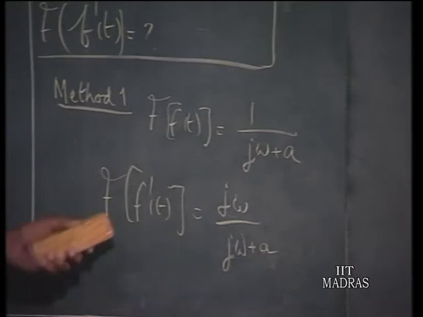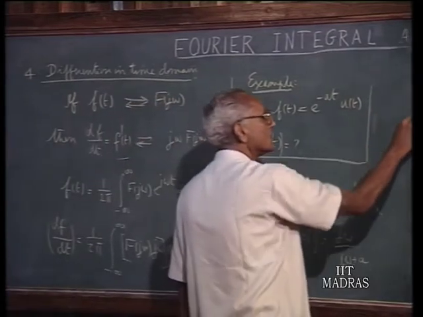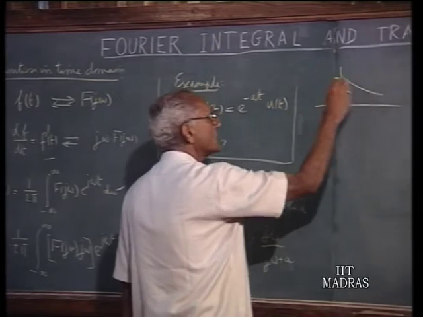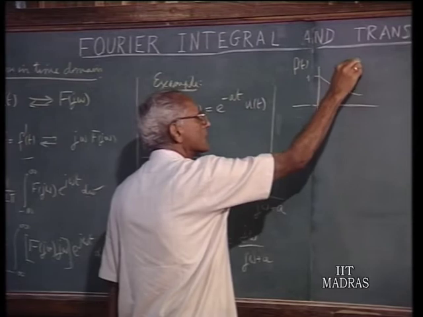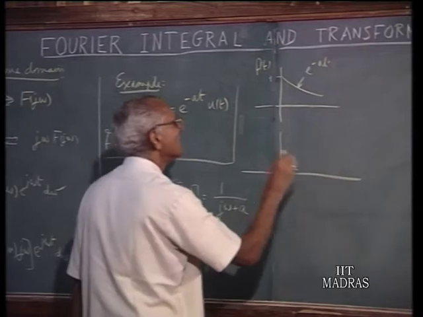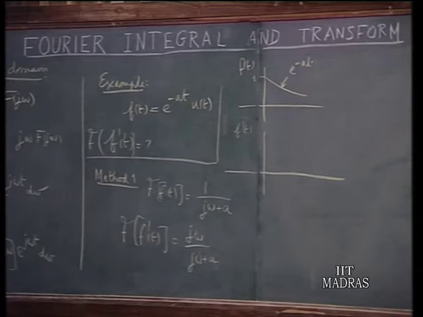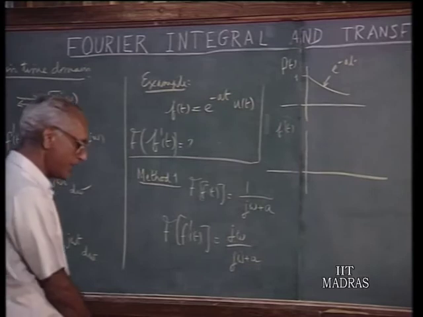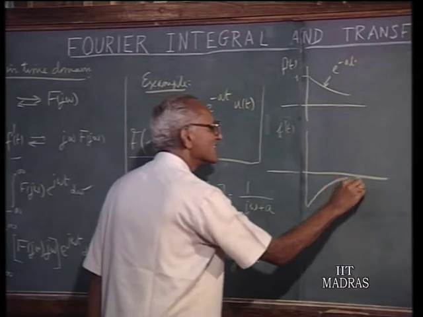Now, we would like to check on this result by actually carrying out the differentiation in time domain and finding out its Fourier transform. So, let us see what it is. This is the function f of t. This is 1, this is e to the power of minus a t. If you plot the f prime of t, its derivative, e to the power of minus a t, its derivative will be minus a e to the power of minus a t. So, you have minus a e to the power of minus a t, that is the second.